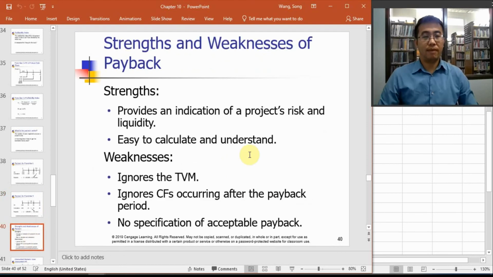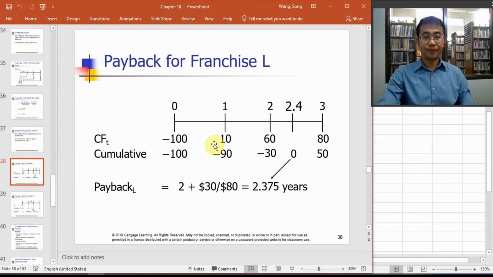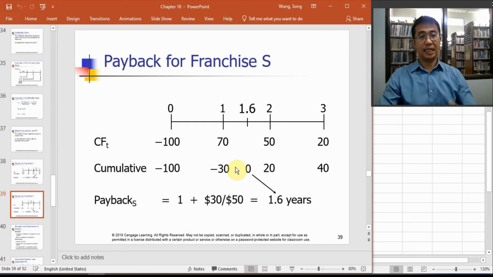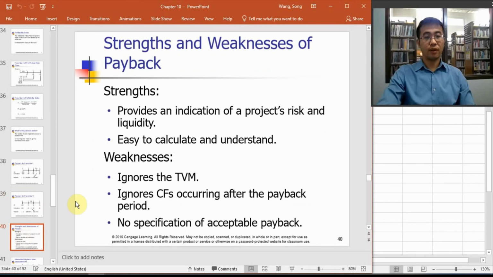So if we look at the payback period, it has strengths, it also has weaknesses. The strength here is it provides an indicator of a project's risk and liquidity. Right here, if you see this project, it takes longer to get your money back. And right here, it takes shorter to get your money back. So this project is definitely safer because it takes a shorter time to get your money back, and shorter time means less uncertainty, less risk. Okay, and it is also easy to calculate.